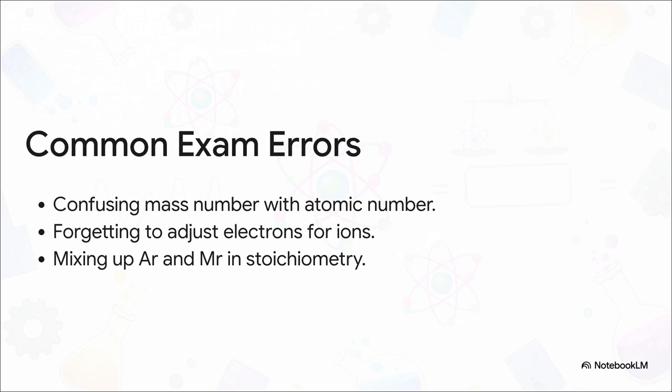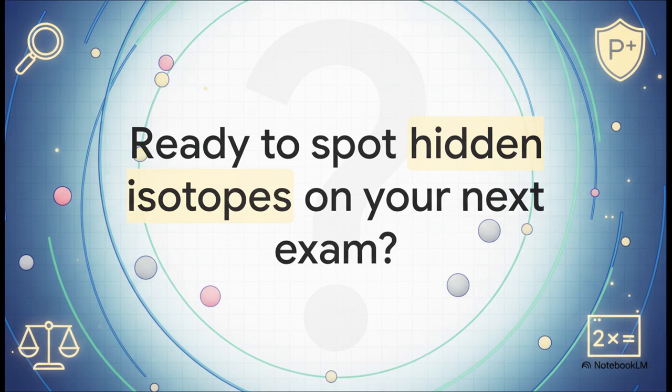Second, when you're asked for the electron configuration of an ion, you absolutely must adjust your electron counts. A neutral atom has equal protons and electrons, sure, but an ion has either lost or gained electrons to get its charge. And finally, in stoichiometry, always use the relative atomic mass from the periodic table, not the atomic number, when calculating molar mass. So having mastered the mystery of atomic mass and learned exactly how to sidestep those common examiner traps, you are perfectly equipped to totally crush your next chemistry test.